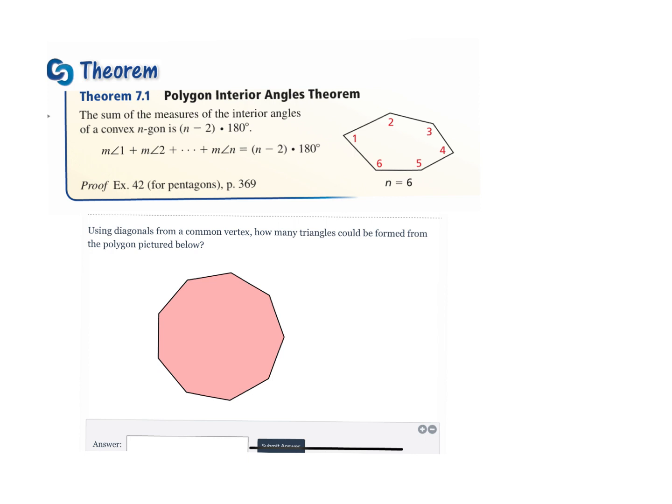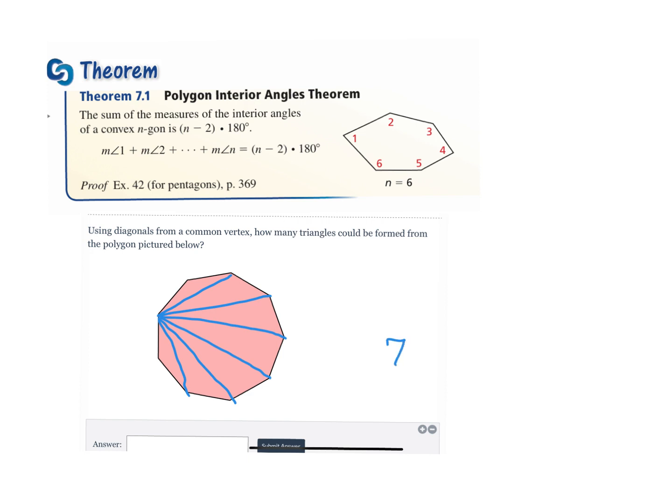We have a common vertex, so I'll start here. So I'll draw that. I'll connect those, and I'll connect these two. That wasn't a good one. And then I'll connect these two, and so on. All right, and then you can see how many triangles. We have 1, 2, 3, 4, 5, 6, 7. So the answer to this one is that there would be 7 triangles.